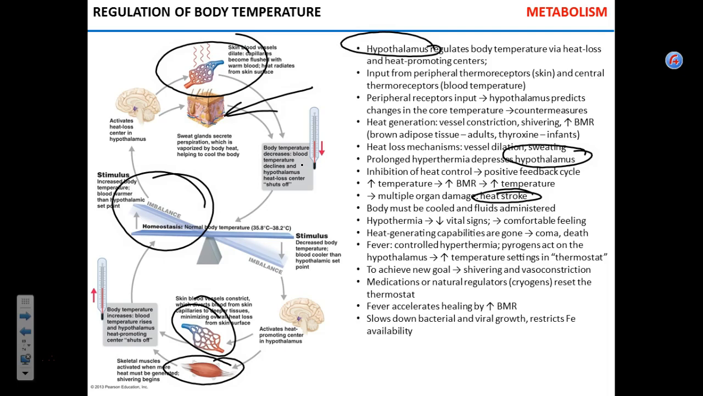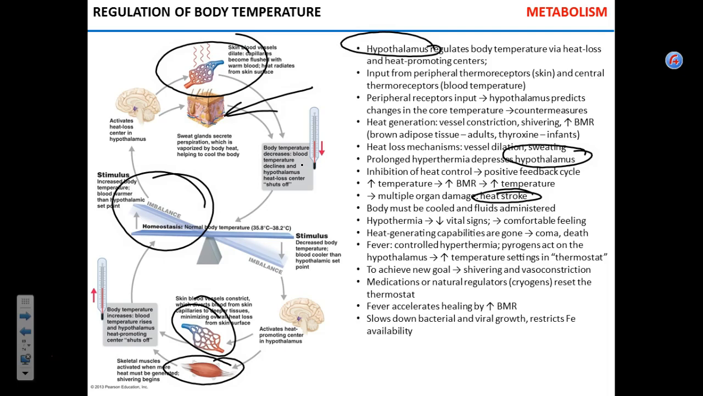Now, what is the other condition? When you become feverish. When you develop fever. When you're sick. Okay, now, when you're sick, the mechanism is different. When you're sick, you develop inflammation. That's a normal response.